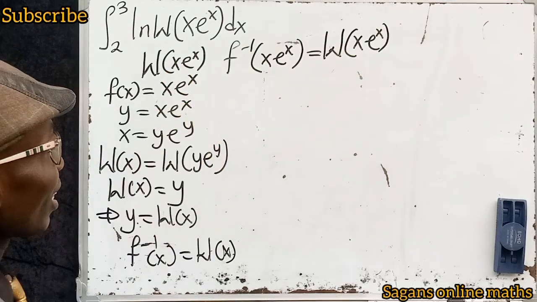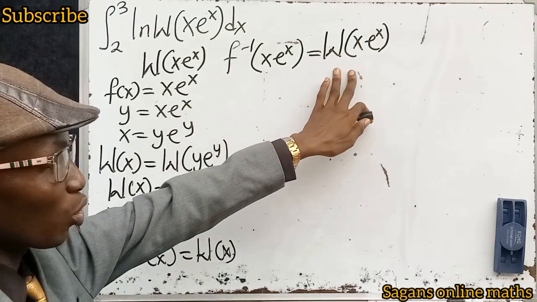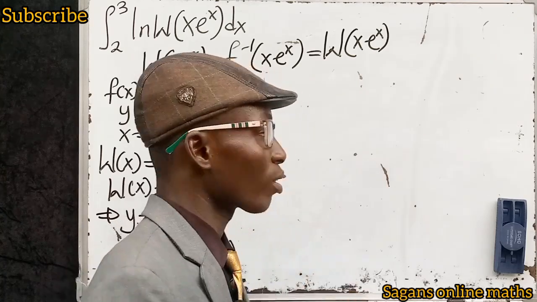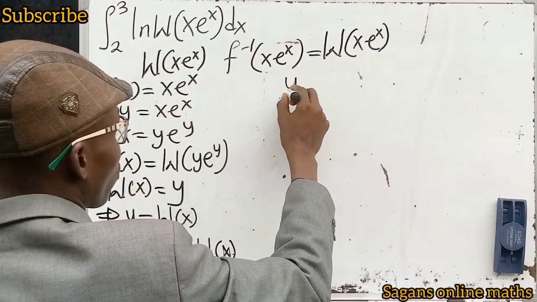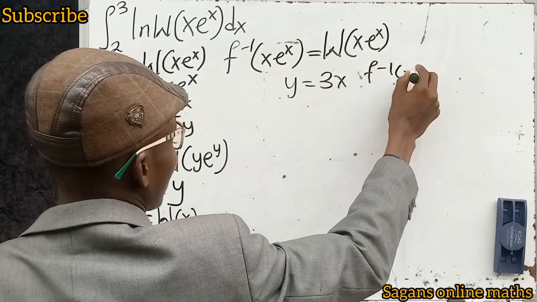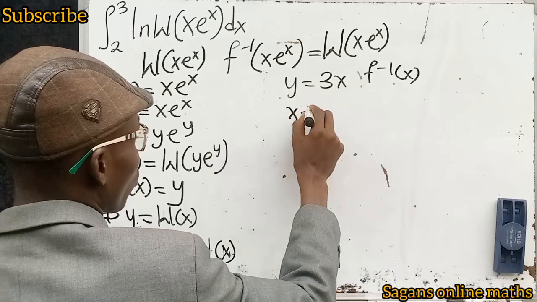You see? Now, because some people watching this video will not really understand what is going on here, let me use a simple function to explain it to you. If you have y equals 3x, and you are asked to find the inverse of x, okay, that means by swapping, s will be equal to what?